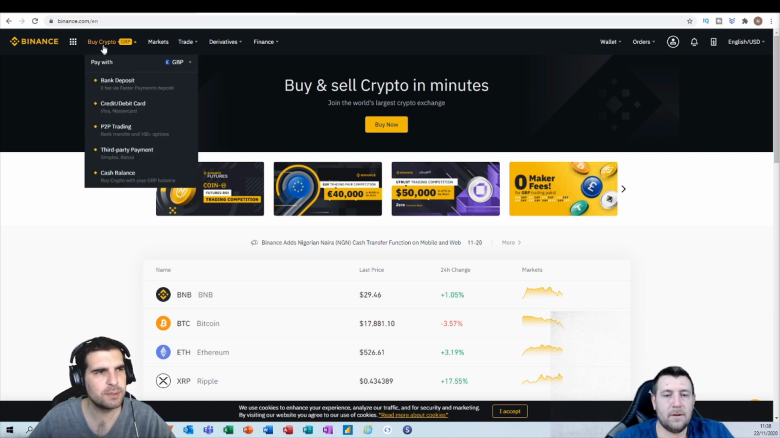So the first thing we're going to do is go up to the top here and click on buy crypto. And then you obviously have an option. You can do it from a bank deposit. You can do it from a credit or debit card, which is usually my preferred option.